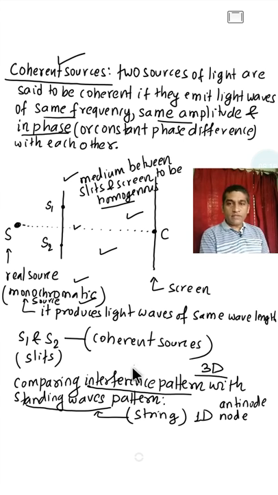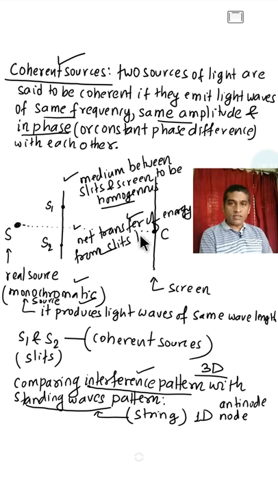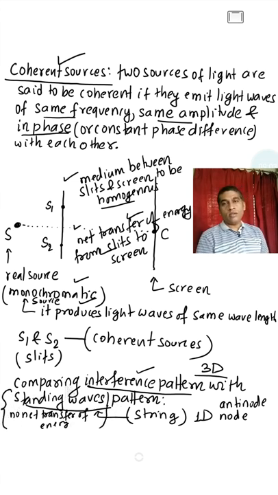Clear? And for interference there is net transfer of energy from slits to screen. Okay, whereas in case of standing wave in string there is no net transfer of energy. Clear? So I am writing over here, no net transfer of energy for standing wave. Okay, so these are the few points to be noted. Okay, when we compare interference with the standing wave pattern.